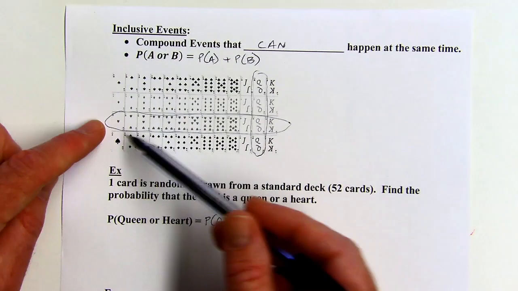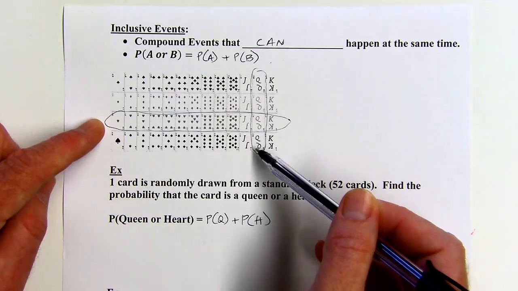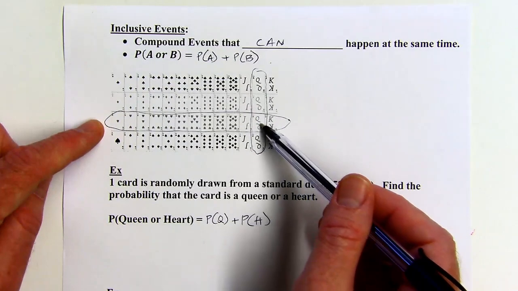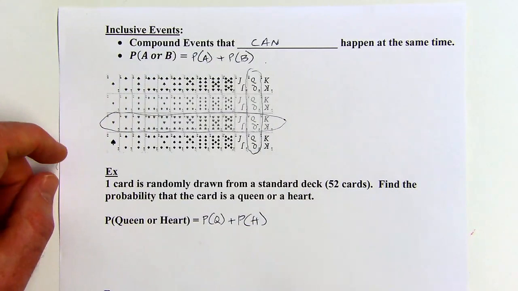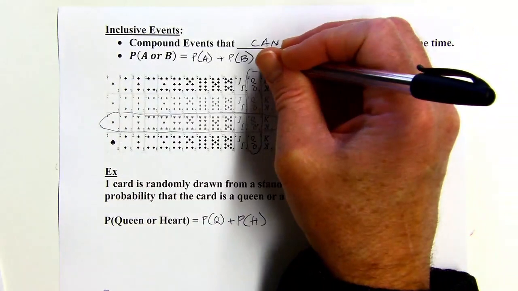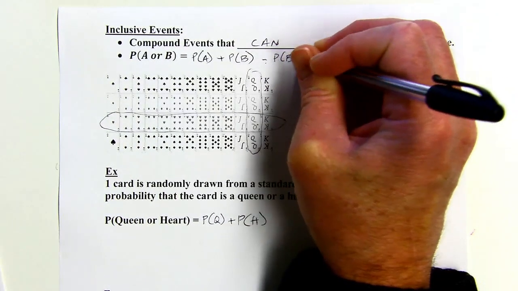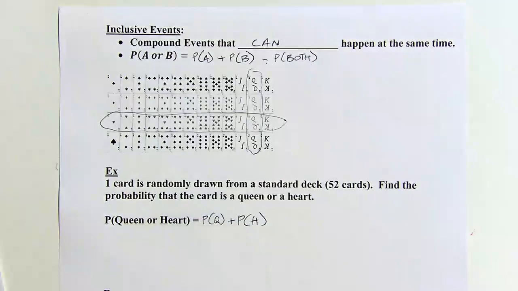So if I just added up these 13 cards and those 4 cards as my favorables, I'd be double counting the queen of hearts because it's in both of those categories. So the way I like to describe this, I want to subtract out the probability that both things are going to happen at once. So that's how I write the formula.